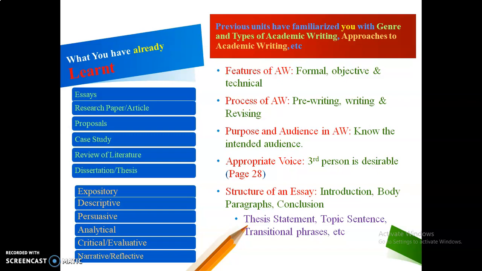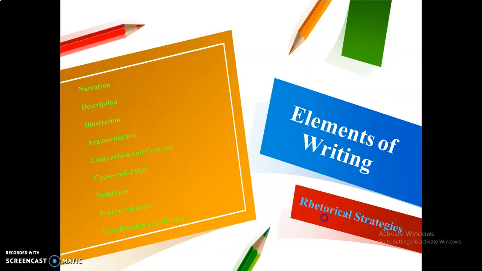So these are the things you might have already learned in the previous chapters or units. Now let's move on to the next unit. The fourth unit of this particular book is Elements of Writing. This chapter basically discusses different rhetorical strategies such as narration, description, illustration, argumentation, comparison and contrast, cause and effect, definition, process analysis, classification and division. These are the different rhetorical strategies we have to use while engaging with academic writing.